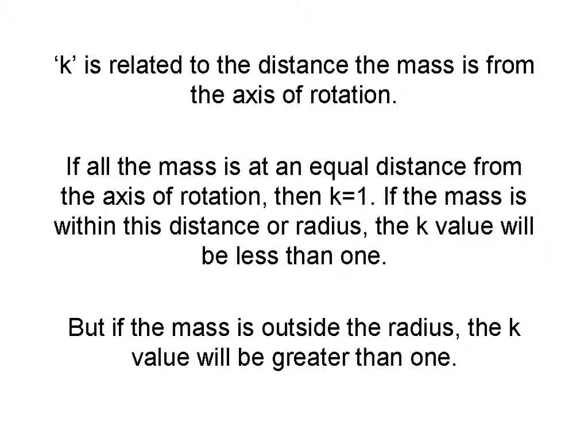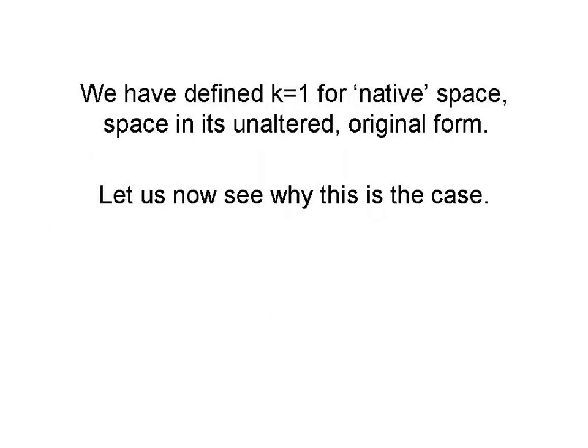K is related to the distance the mass is from the axis of rotation. If all the mass is at an equal distance from the axis of rotation, then k is equal to 1. If the mass is within this distance or radius, the k value will be less than 1. But if the mass is outside the radius, the k value will be greater than 1. We have defined k equals 1 for native space, space in its unaltered original form. Let us now see why this is the case.